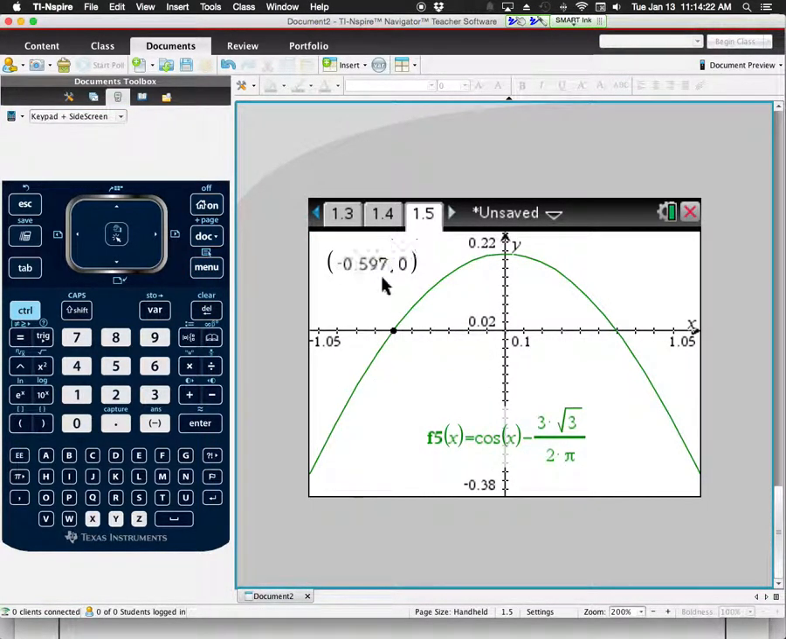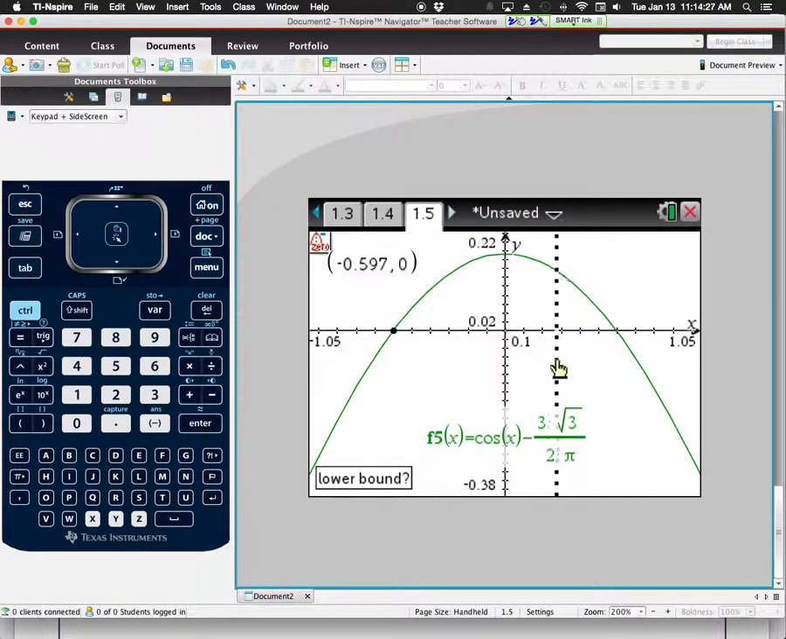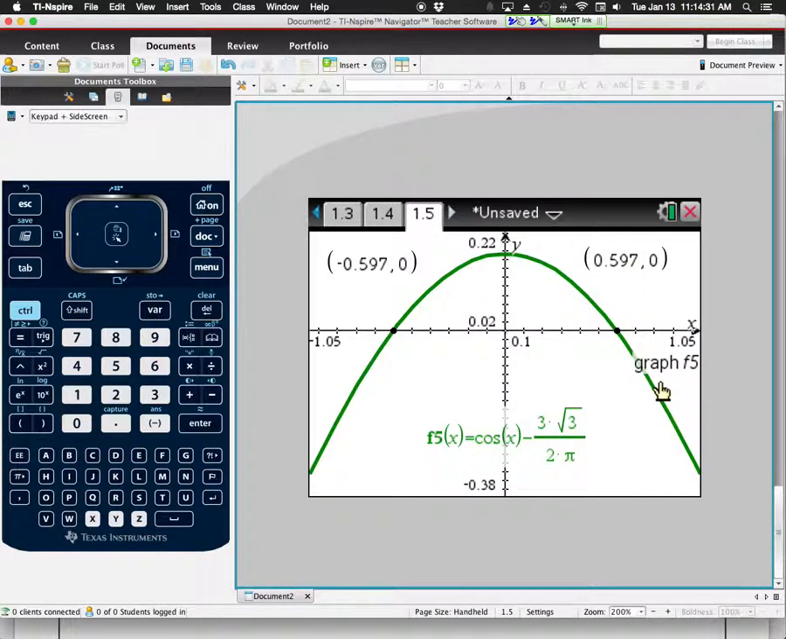What do you think it's going to be on the other side? Positive version. Positive, yeah. Analyze graph, zero here and here. So what do I have in negative 0.597 and positive 0.597? The x values that produce the y value that's the same as the average y value. Outstanding.